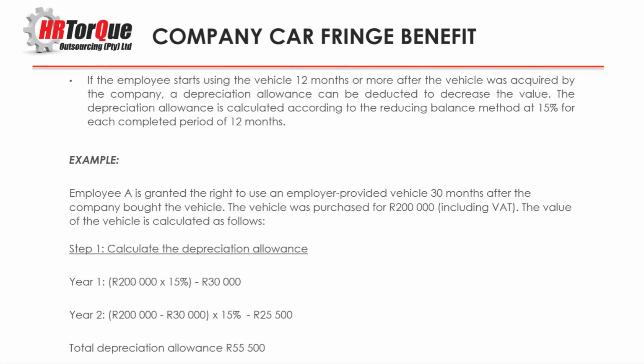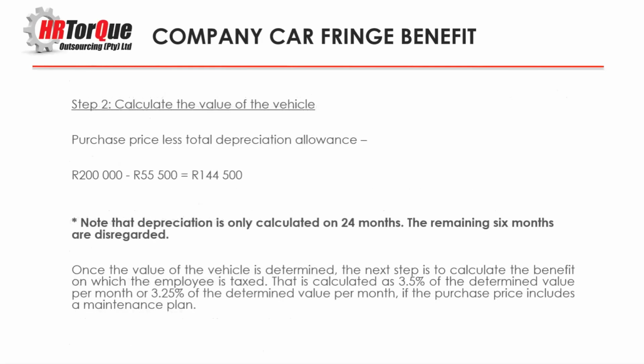But as I've said to you, it's on the reducing balance method. So if you look at that, the depreciation in year one is 30,000, which is 15%. And then in year two, you will depreciate another 15% on 170,000 because it's on the reducing balance. So the total depreciation allowed in this scenario is 55,500. So when the next employee comes to use the vehicle, the fringe benefit calculation on a monthly basis will be based on 144,500. That is the only scenario you're allowed to use.